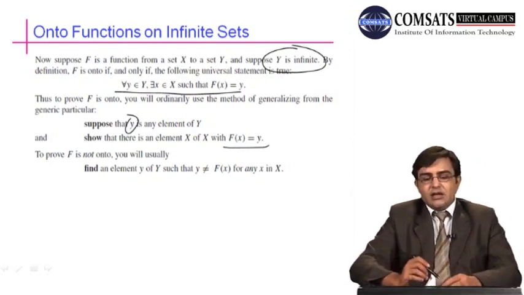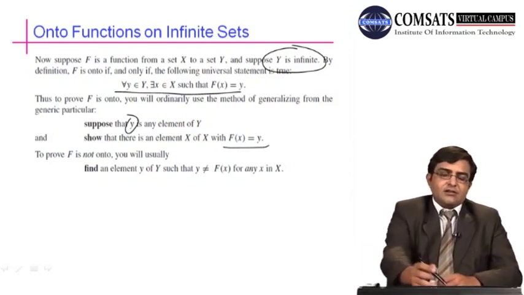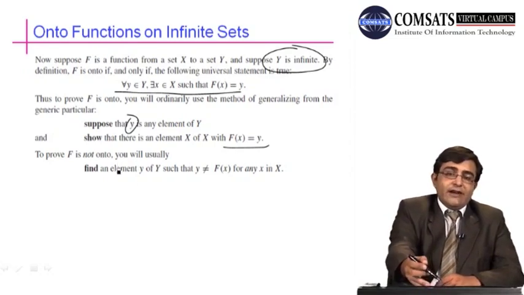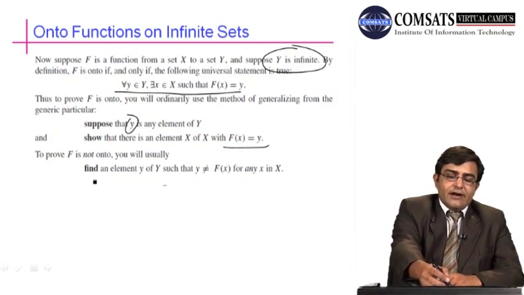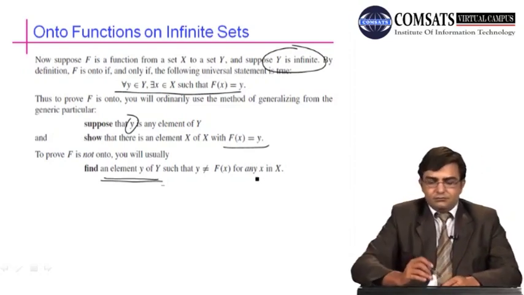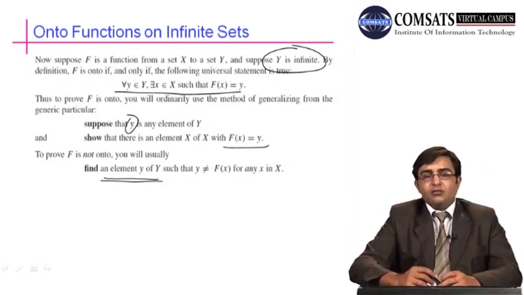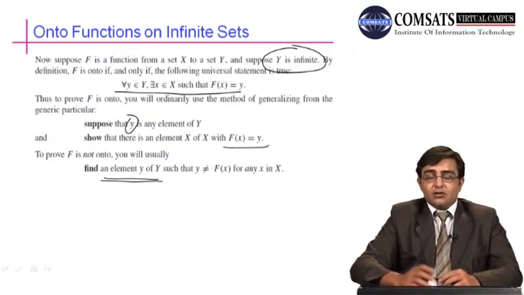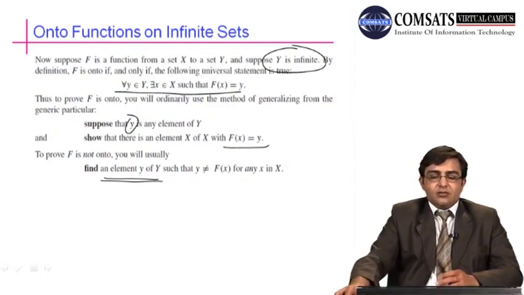So we have to show it, and to prove any function is not onto, we give a counterexample in which we try to find an element y of Y such that there is no x whose image is y. So this is how we prove that any function defined on an infinite set is onto or not onto.